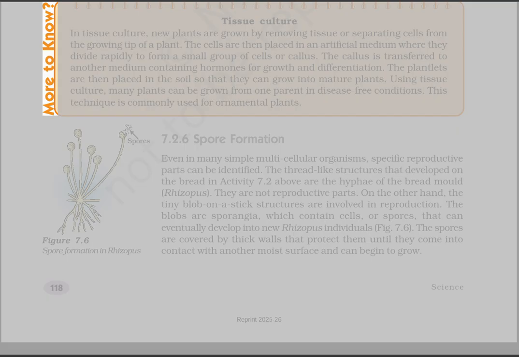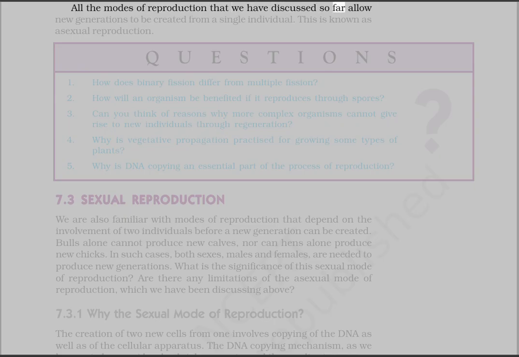More to know. All the modes of reproduction that we have discussed so far allow new generations to be created from a single individual. This is known as asexual reproduction.